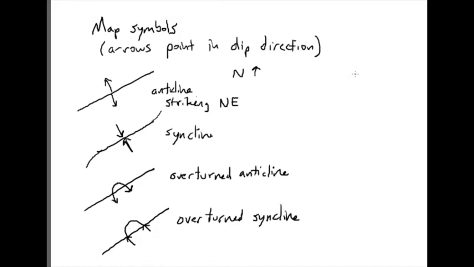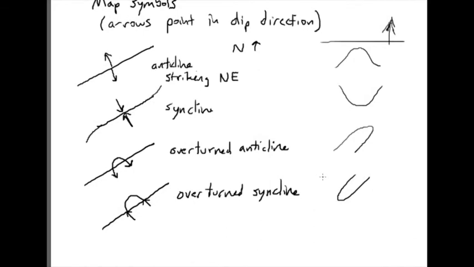So if you're looking at these from the side view, so just underground. An anticline, just to remind you, would look like that. A syncline, like that. Overturned anticline is where one of the limbs, like that. Overturned syncline. All right.